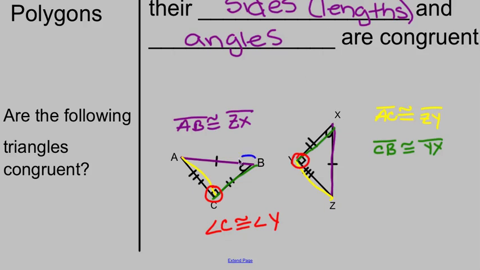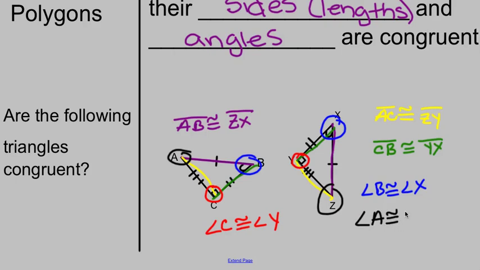Let's try another one. Angle B has 1 marking. Angle X has 1 marking. So angle B is congruent to angle X. All right. And last but not least, the final angle that we have, I've run out of fun colors, so I'll have to go with the boring one. Angle A does not have any markings, and neither does angle Z. So angle A is congruent to angle Z.